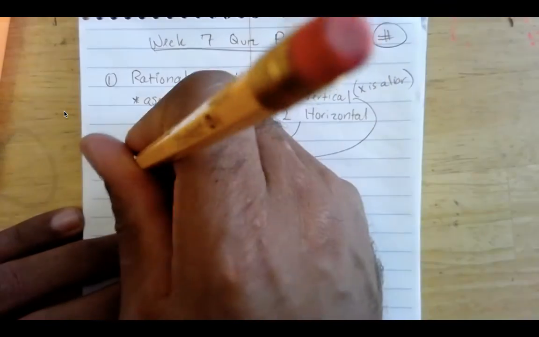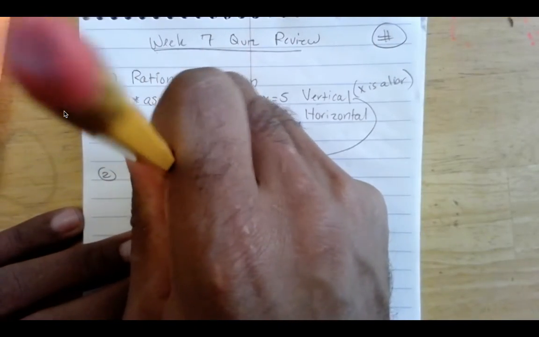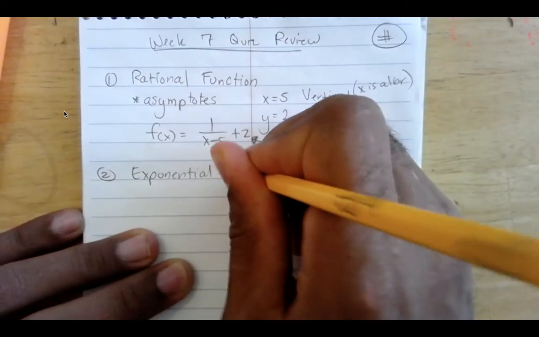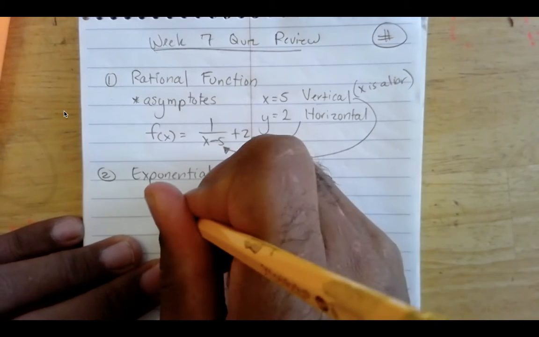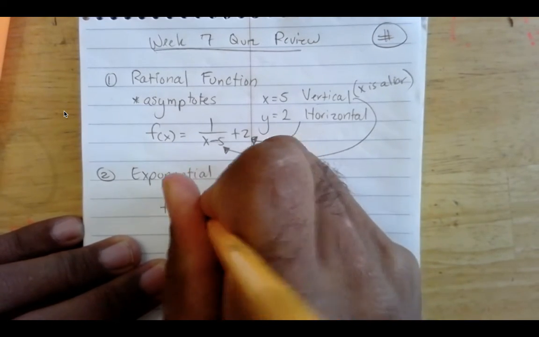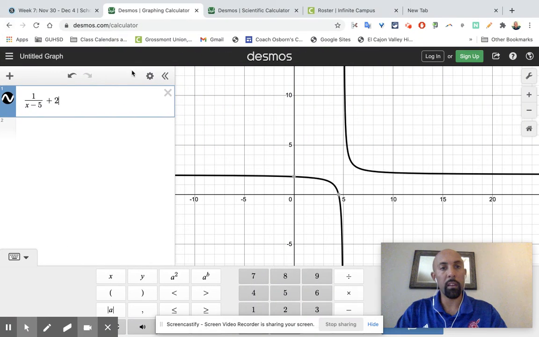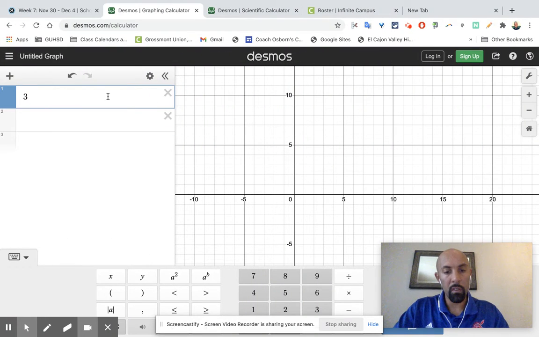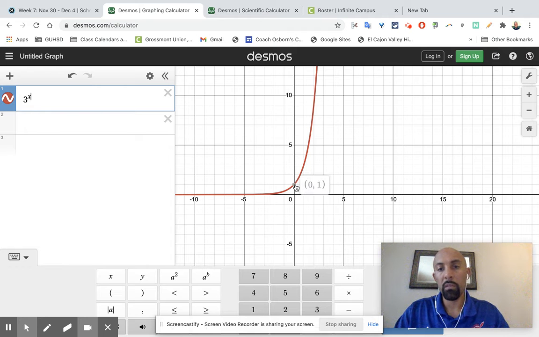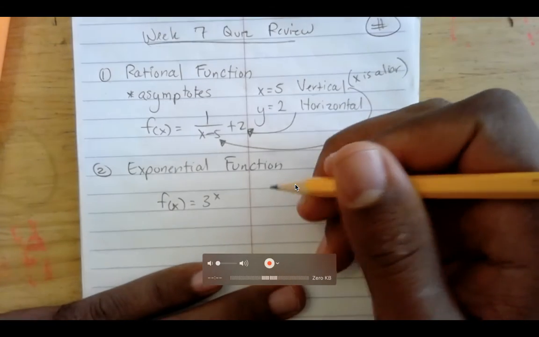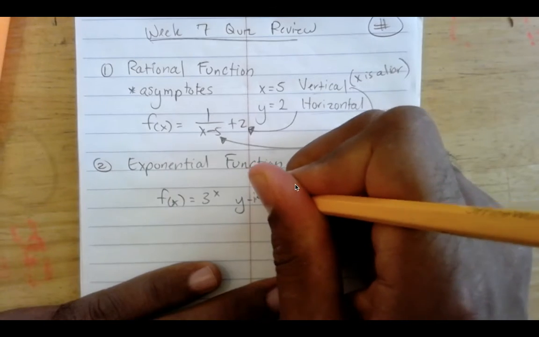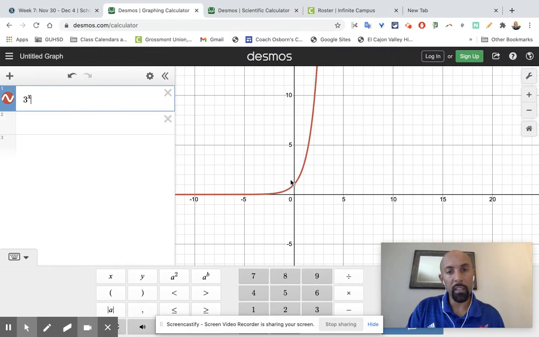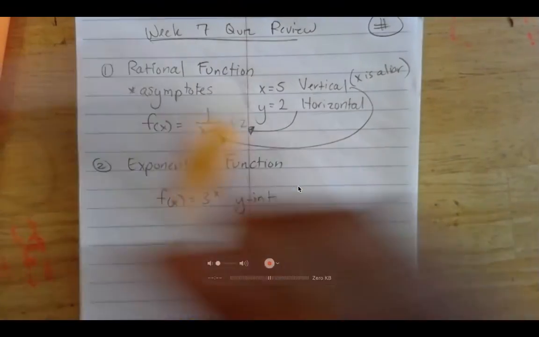Now let's look at exponential function graphs. The first one we're going to look at is f of x equals 3 to the x. I'm going to type in a new function here, 3 to the power of x. Some things we want to describe here are what is the y-intercept. In this case, it's going to cross the y-axis at 0, 1.